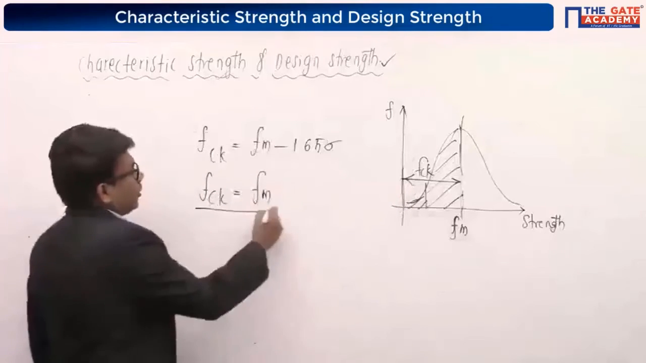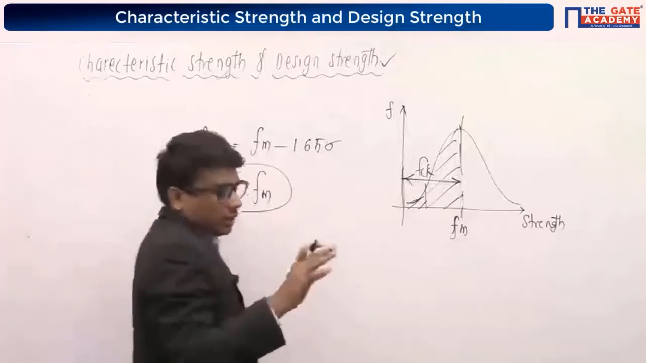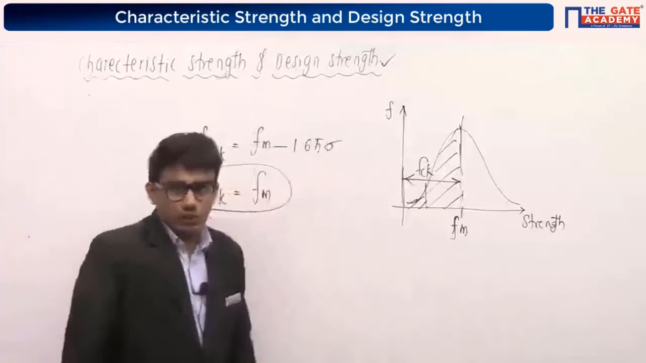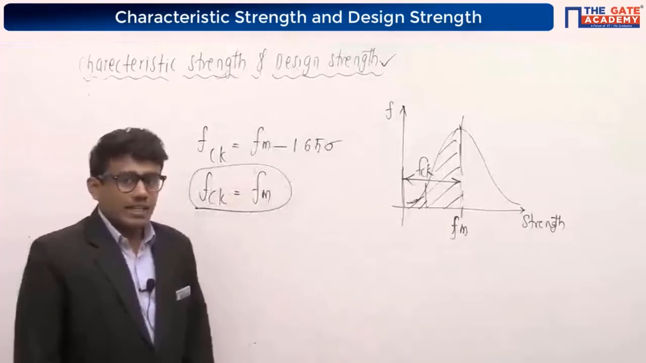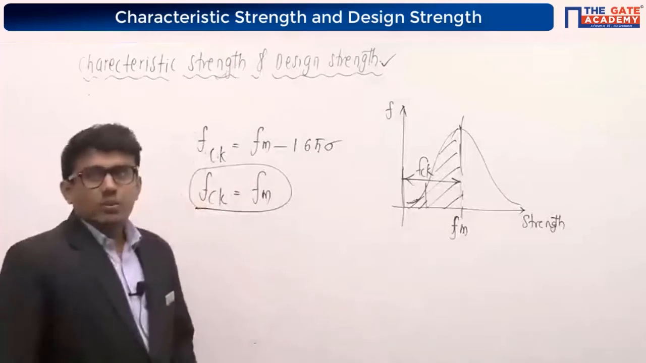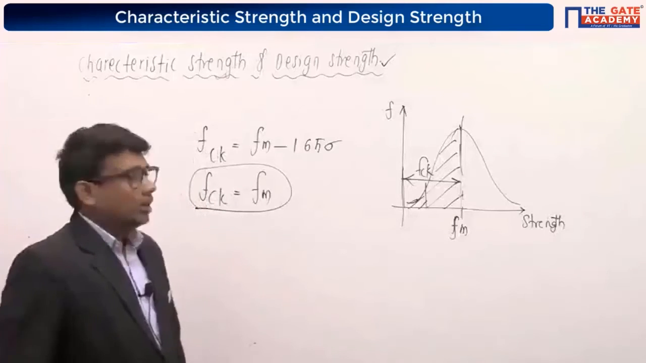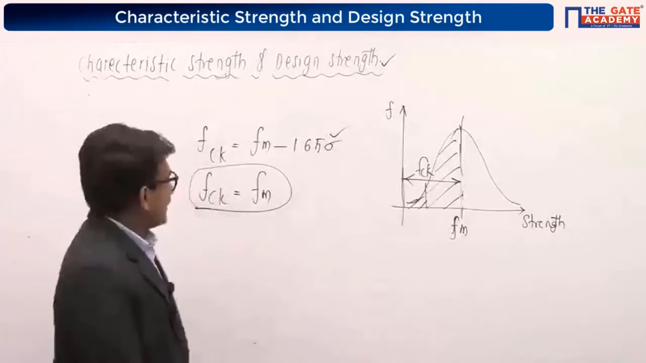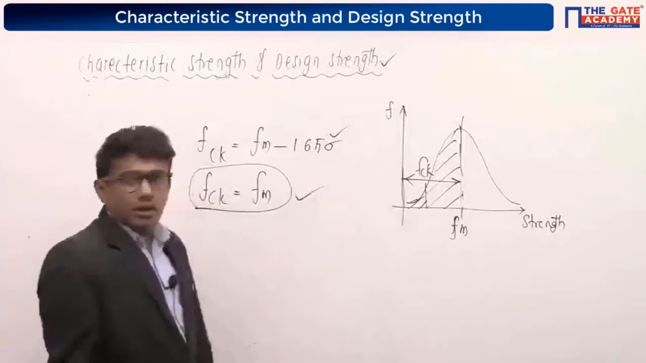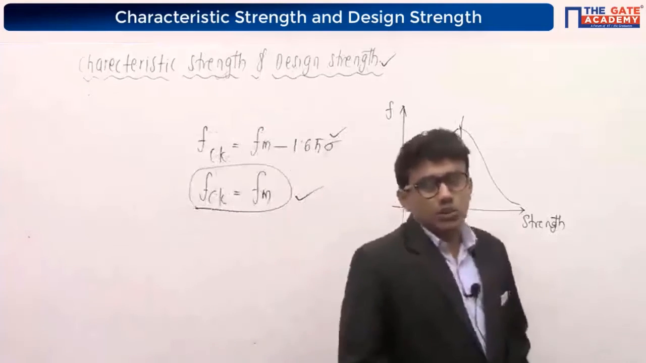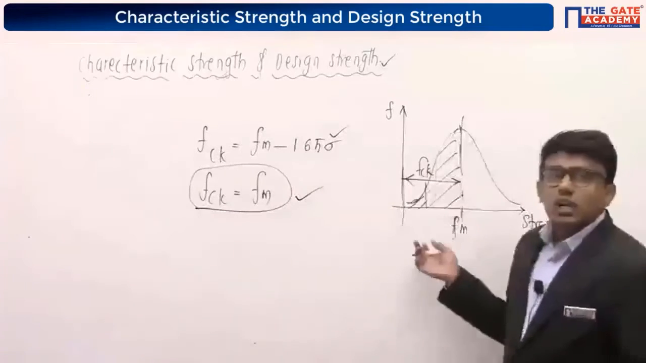Just to confuse you, for those who are not reading the question properly, option B will be waiting for them. That is FM minus 1.645 sigma. If you go with that option, you will get a wrong answer. So the answer here will be FCK is equal to FM. Why? Because the probability here is taken as 50%. For 50% confidence level, FCK will be equal to FM.